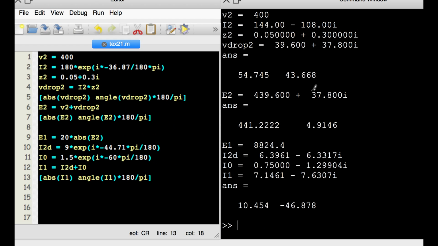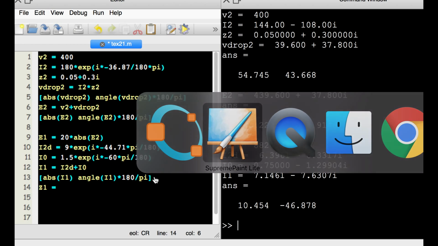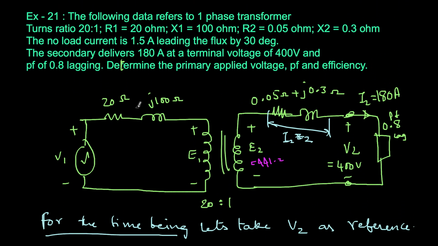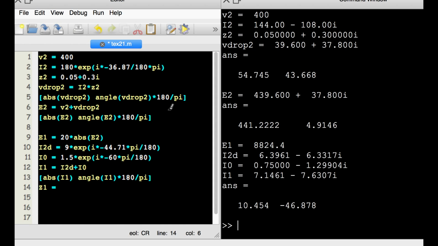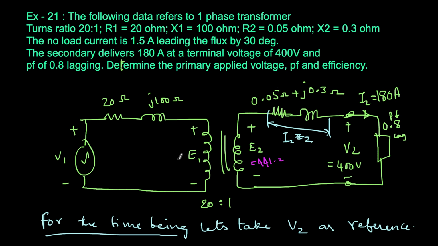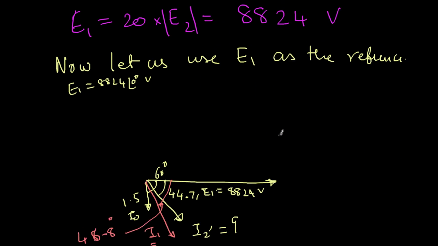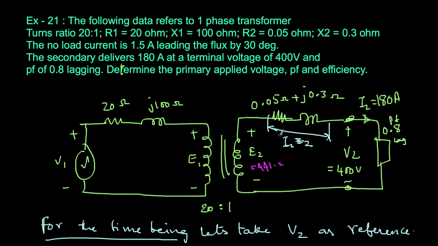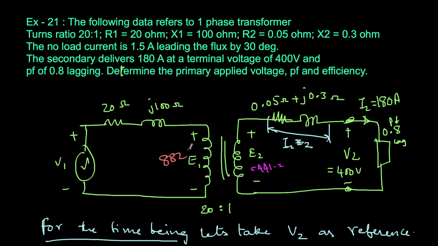Alright, so now let's define Z1. Z1 is the impedance of the primary. So what is that? Let's refer to our question: 20 + j100. So 20 plus 100j. So in fact now I have calculated this. Let me also update my diagram. This is 8824, and similarly I1 I calculated, that is 10.54 something.